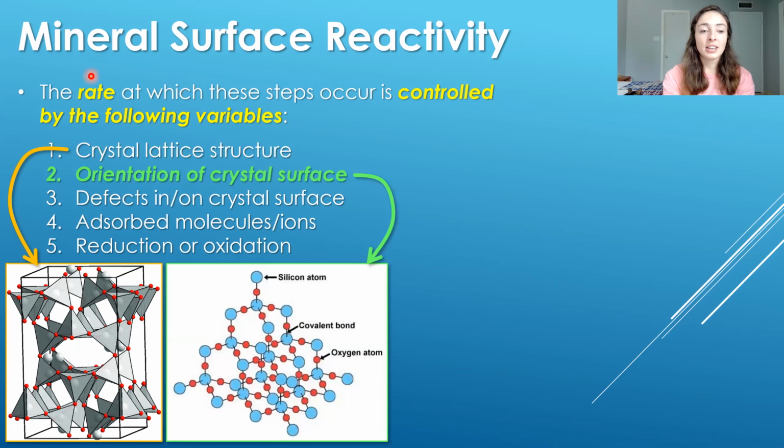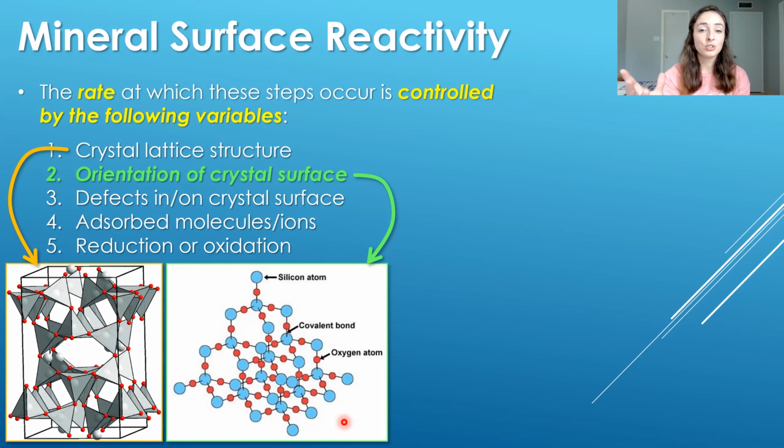But moving to this second rate controlling factor, this is the orientation of the crystal structure. The coordination number, or how many atoms a particular atom is bonded to, does help to protect it from dissolution if it's higher, rather than if it's lower, which makes it more susceptible to dissolution. Now, what does this mean?